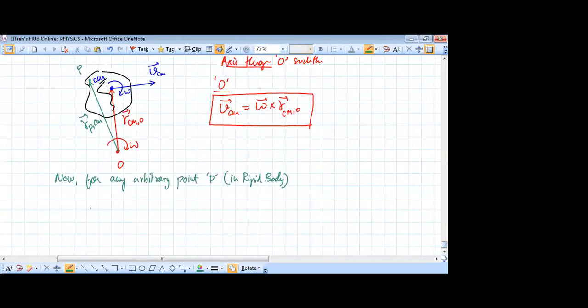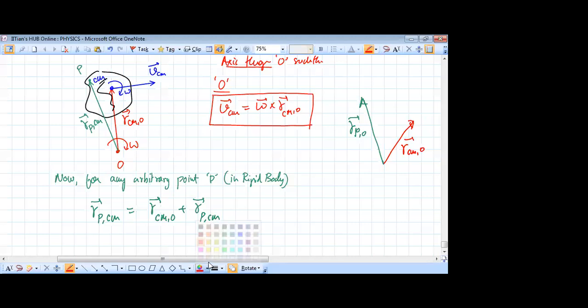we can write the position vector of that point as the position vector of the center of mass with respect to O plus the position vector of that point P with respect to the center. This position vector RP with respect to O can be written as the sum of this position vector RCM with respect to O plus this position. This is the point P. Okay, so hence this statement.